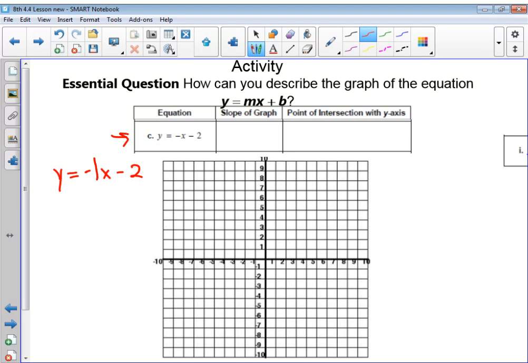So when I look through this, my slope of my graph, well, that's where I would have m. That's the one that's connected to the x. So my slope is right here, which would be negative 1. My point of where it crosses the y-intercept or crosses the y-line, which this is my y-line, is my b. So this is my b, which was negative 2.